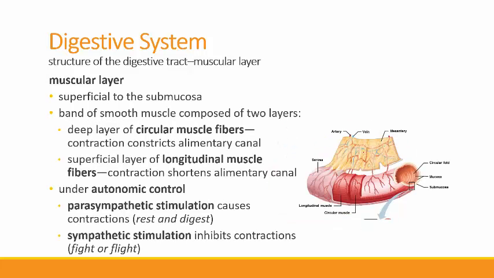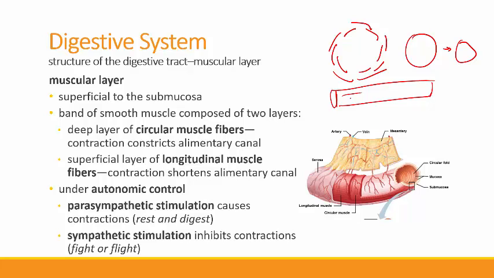Then there's the muscular layer, which is superficial to the submucosa. The deepest of the 2 layers is circular muscle, and so the muscle fibers are arranged around the perimeter of the tube. So as they contract, they will constrict the tube, making it smaller. Longitudinal muscles run the length of the tube. So those fibers, and it's all smooth muscle, of course, run the length of the tube, so as they contract, the tube shortens.